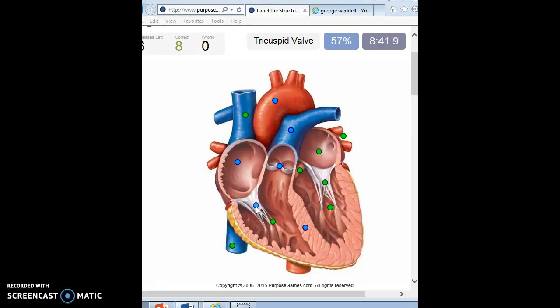Next we have the tricuspid valve, which is located just here. The tricuspid valve separates the right atrium from the right ventricle. It opens and allows the deoxygenated blood collected in the right atrium to flow into the right ventricle. It closes as the right ventricle contracts, preventing blood from returning into the right atrium, thereby forcing it to exit through the pulmonary valve into the pulmonary artery.